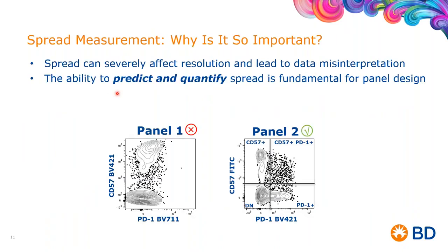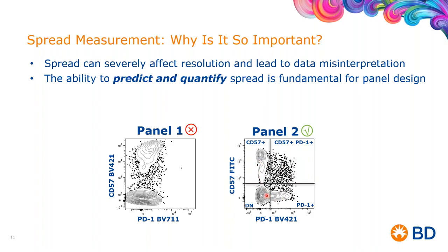And this is exactly an example. So this is the same exact sample run on the same exact instrument the same day, just two different panels, okay? But just by choosing different combination of fluorochromes in this panel, we get completely different outcome. So you can appreciate that this is a beautiful resolution of PD1 and CD57, where you can clearly resolve 4 distinct populations.